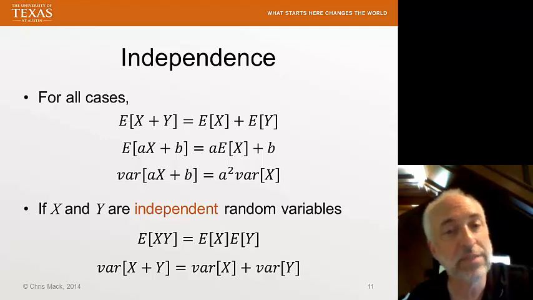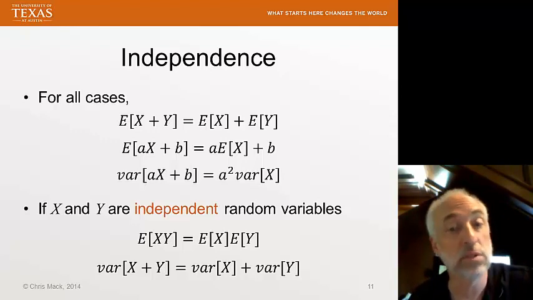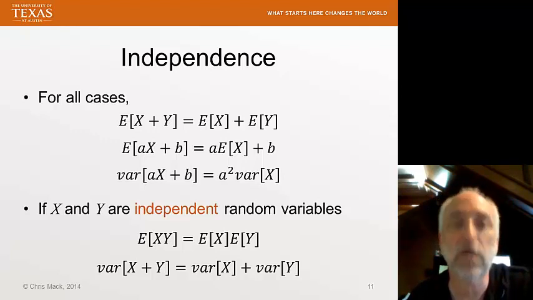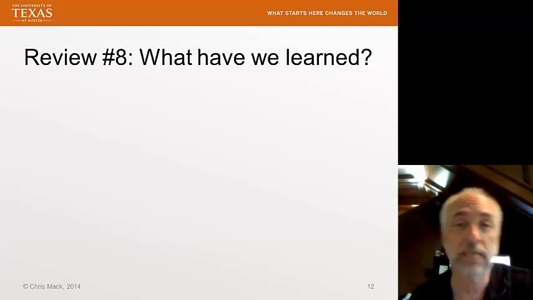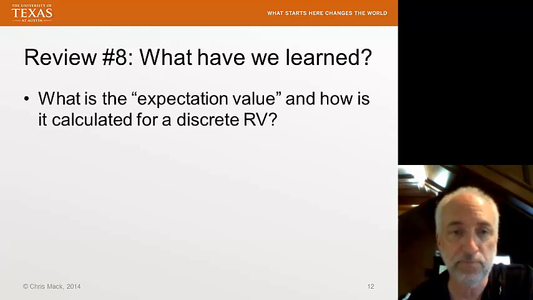Okay, we've defined expectation and variance, two important summary statistics that we use on data, but also important quantities that we define for random variable distributions as well. Let's review what we have learned. As always, you should be able to quickly and easily answer these questions. If not, please go back and review the material again.